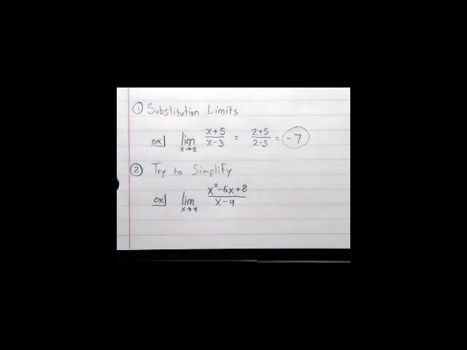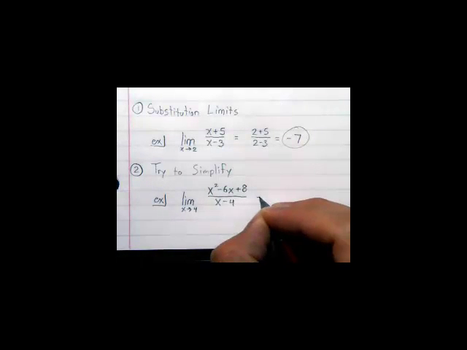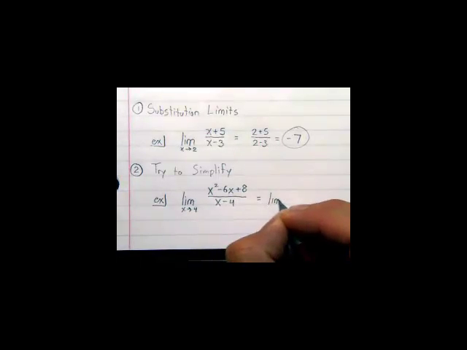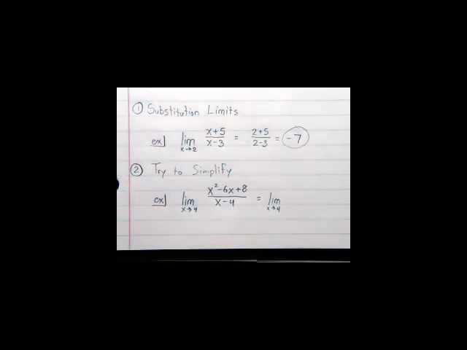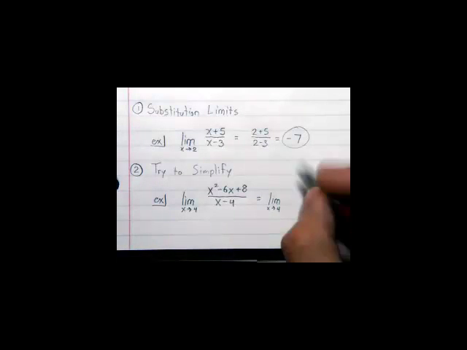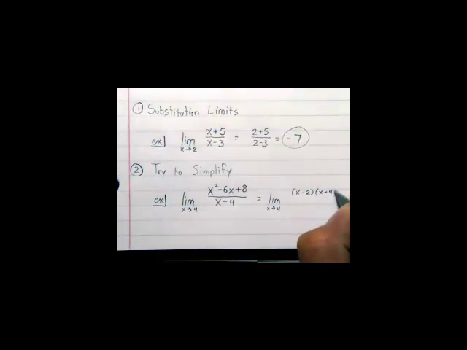Okay? So x squared minus 6x plus 8. You guys factor that for me here. What are our two factors for that? There you go. Yeah. So x minus 2 and x minus 4.